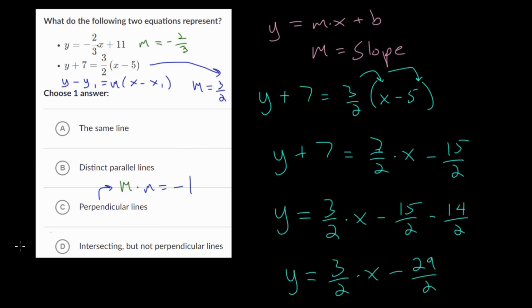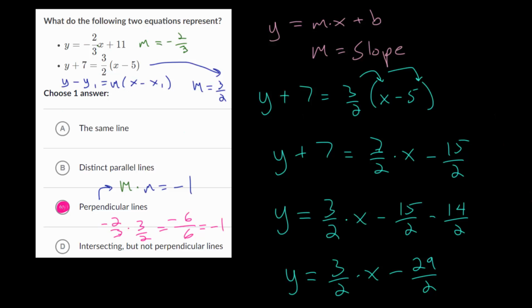But we can test this product right here. We can just multiply the two. So we get -2/3 multiplied by 3/2. And multiplying straight across, we get -6 up top, and 3 times 2 is 6 down below, which is -1. So that's the property of perpendicular lines, so we know choice C is the correct answer. These two lines, if you graph them, form a right angle at their intersection point.